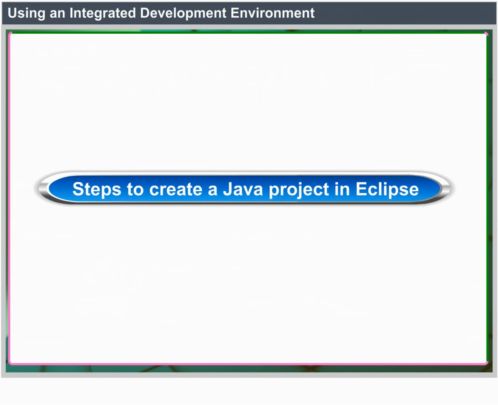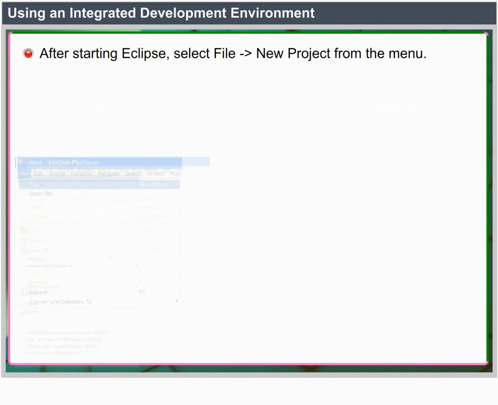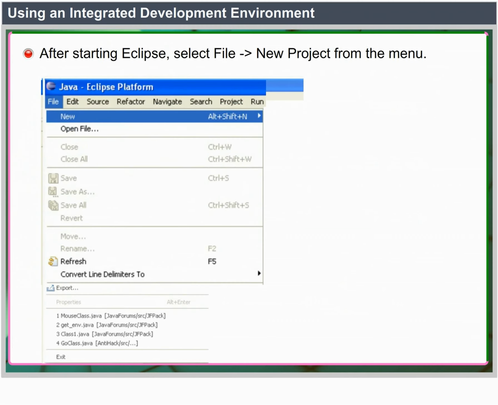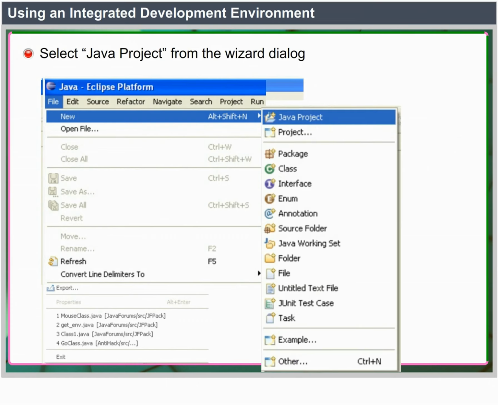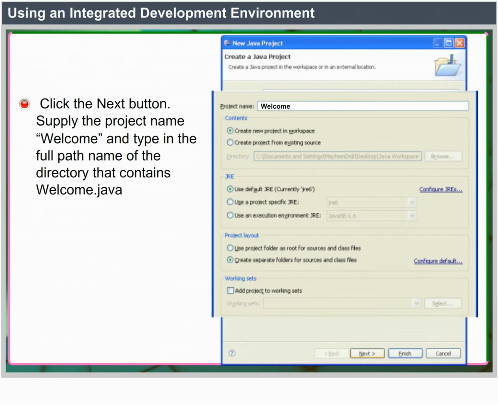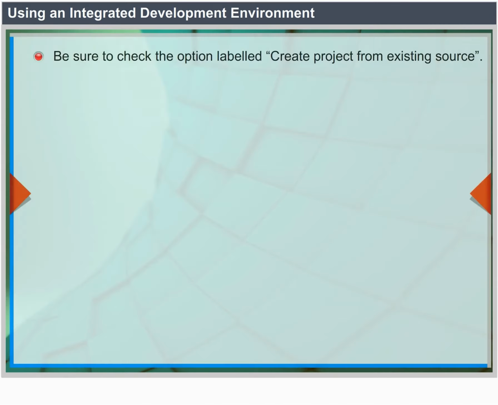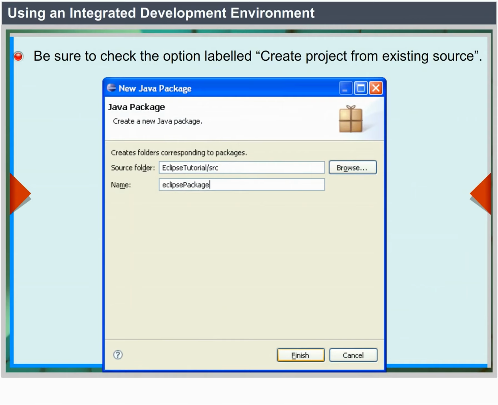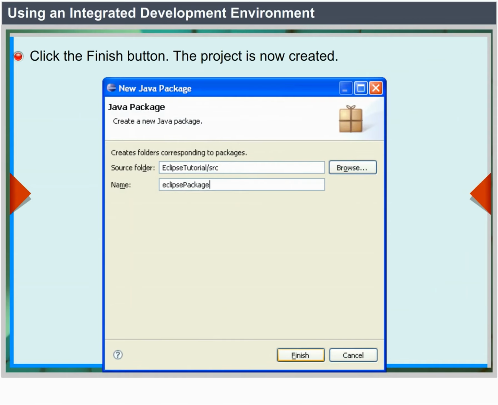Steps to create a Java project in Eclipse. After starting Eclipse, select File, New Project from the menu. Select Java Project from the wizard dialog. Click the Next button, supply the project name Welcome and type in the full path name of the directory that contains welcome.java. Be sure to check the option labeled Create Project from Existing Source. Click on the Finish button.